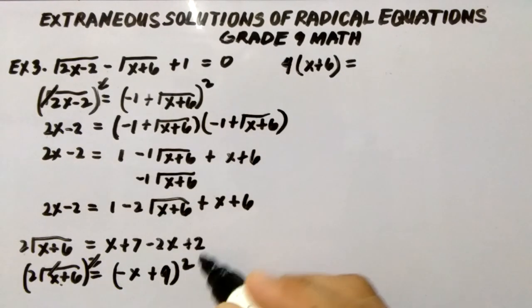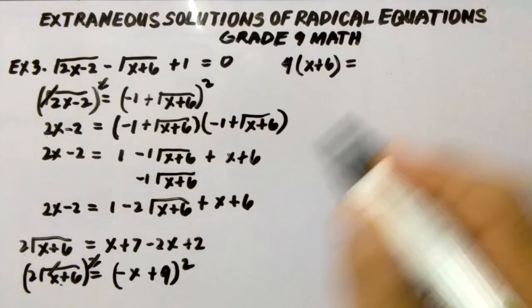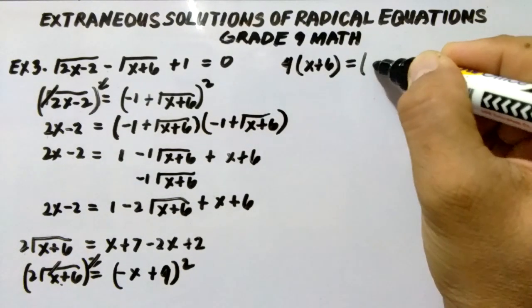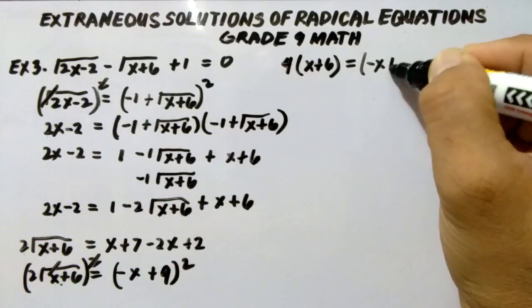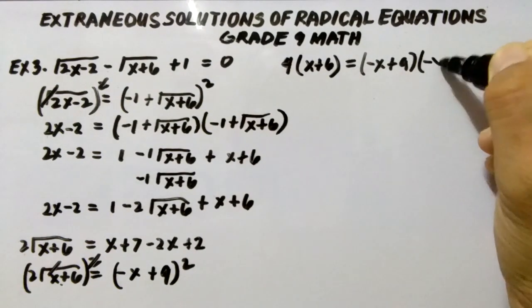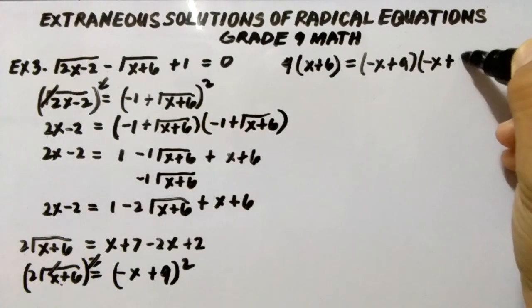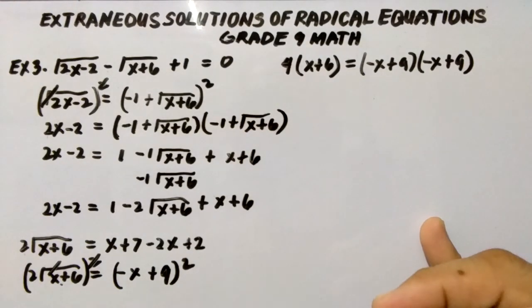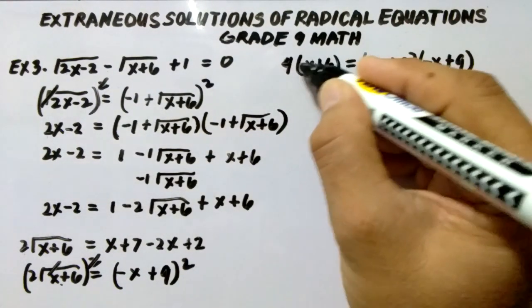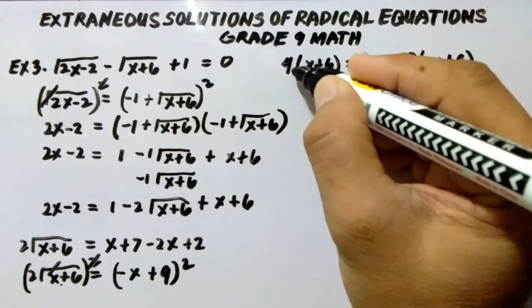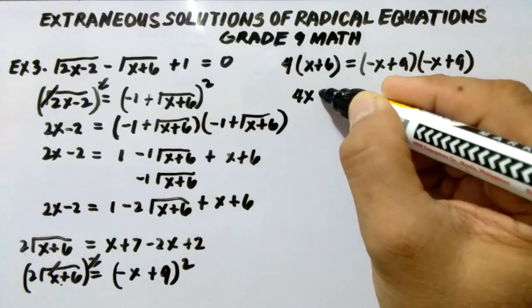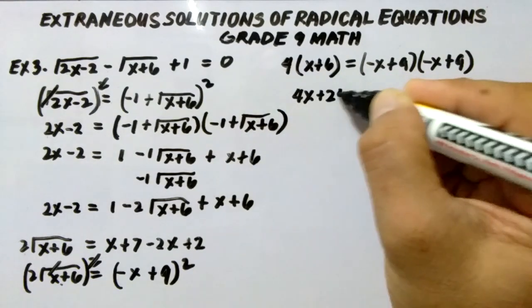Okay, so squared po kasi ito. So, expand po natin dito. So, we have quantity negative x plus 9 times the quantity negative x plus 9. Okay, so multiply po natin ito. So, 4x, 4 times x, that is 4x. 4 times 6, that is positive 24.